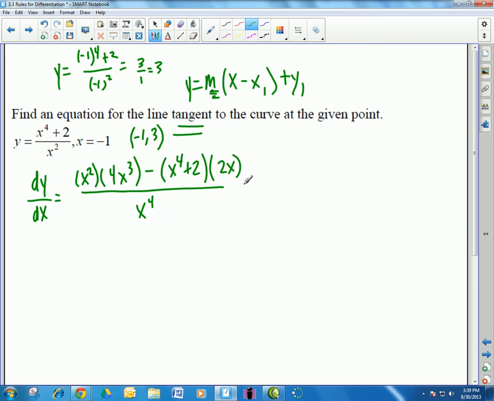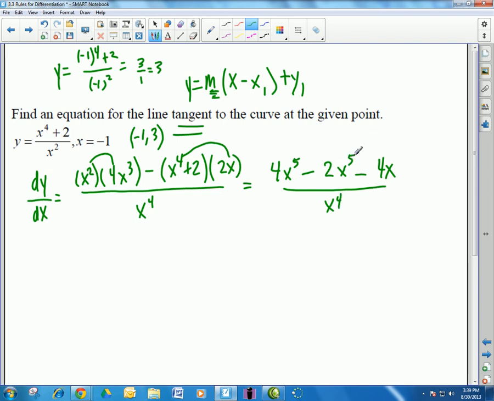Then you can simplify this. You would multiply this x squared in, so then that would give you 4x to the 5th minus 2x times x to the 4th. That's going to be 2x to the 5th. And then that negative goes into it again. That's going to be 4x all over x to the 4th.